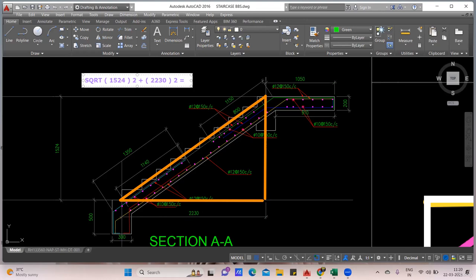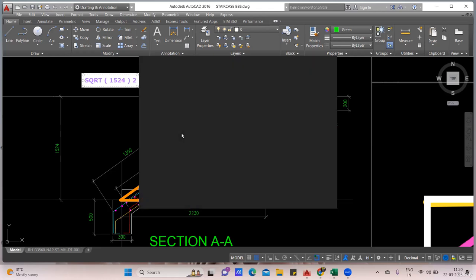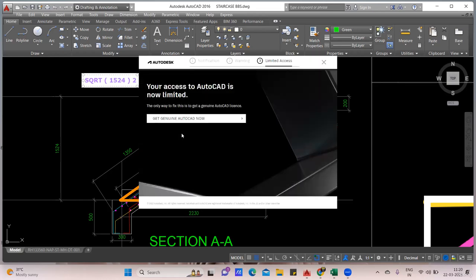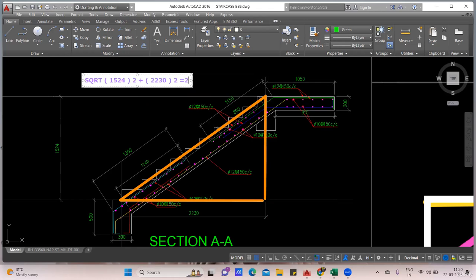What you can do is 1524 whole square plus 2230 whole square. You try to do it, whatever answer you get, you put a square root to that answer. I'm getting 2701. So whatever I'm getting is 2701 mm. Got it? So this is the inclined length I have, which is from here to here, it is 2701.